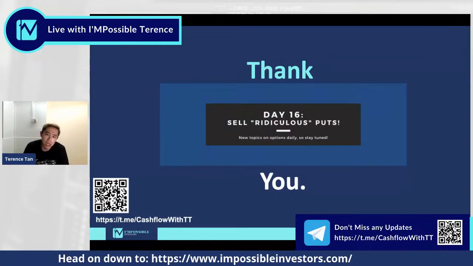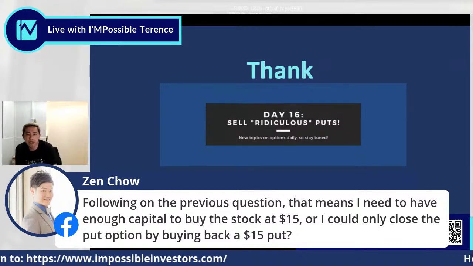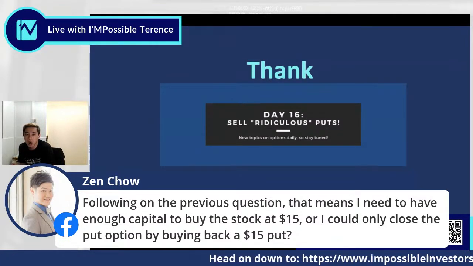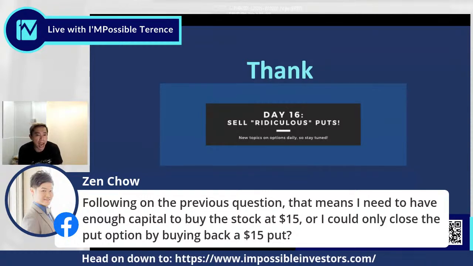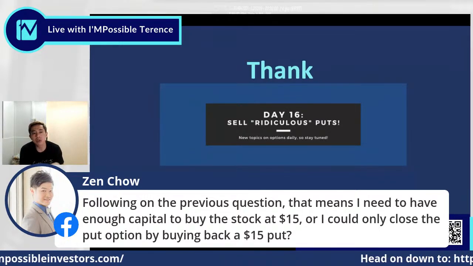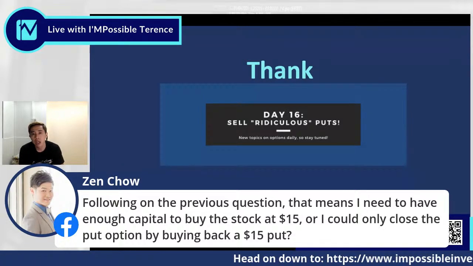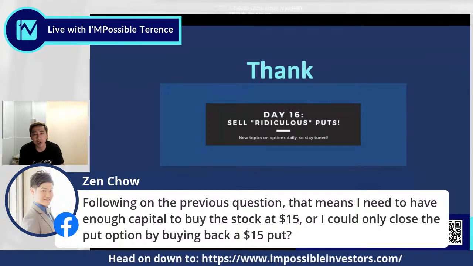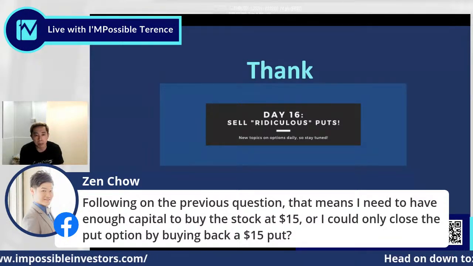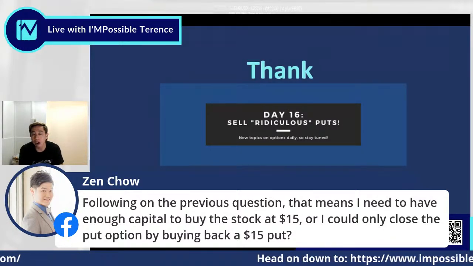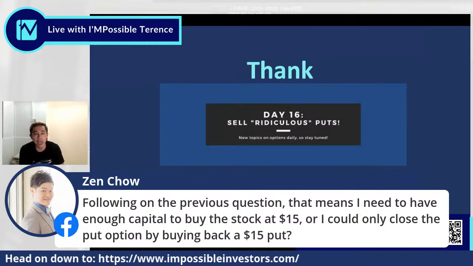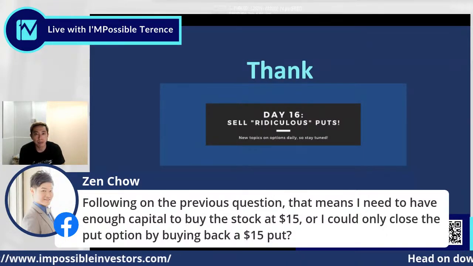I'll just answer Zen's question before we wrap it up. Zen is asking, following the previous question, that I need to have enough capital to buy the stock at 15, or I could close the put option by buying back a $15 put option. Yes, Zen, that's what you do. But if you choose to buy back the $15 put option, you would have to go back to the brokerage platform and check the bid-ask market price for this particular option on that Friday itself. You basically have to close it off before the market closes in America at 4 a.m. in the morning.